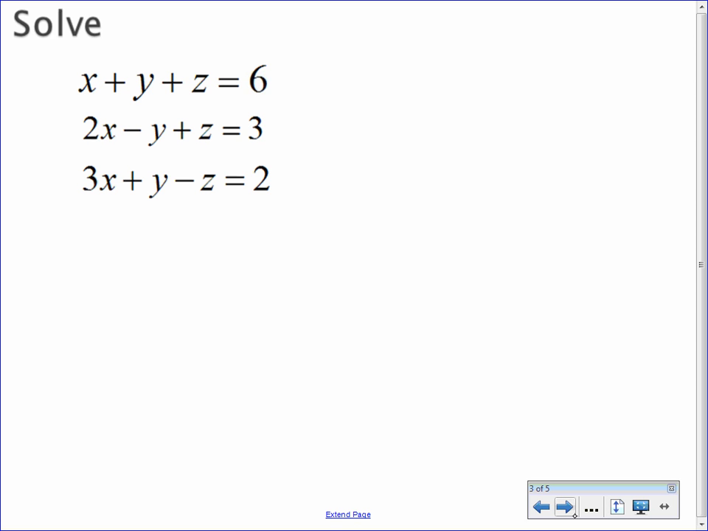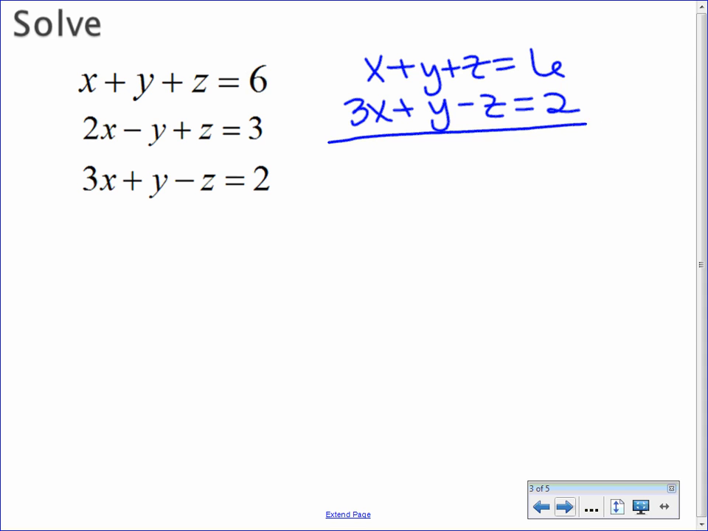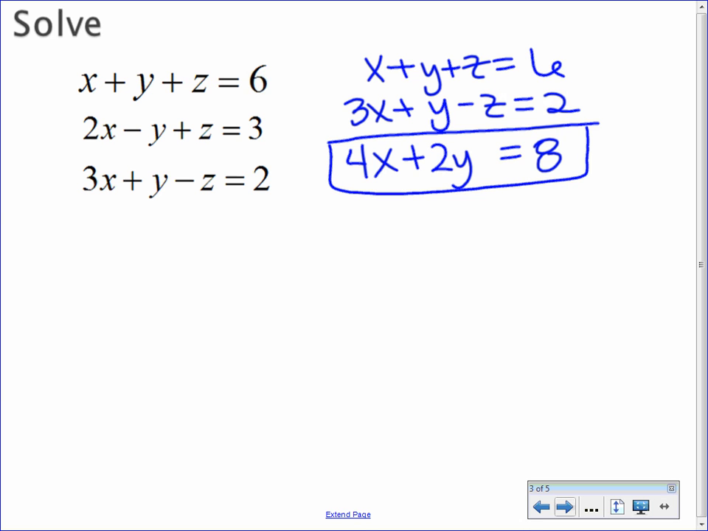You want to take the first and the third? Okay, so I'm going to take my first equation and my third equation, and when we add them together, we get 4x plus 2y. Our z's conveniently cancel, equals 8. I'm going to box it so I know I want to come back to that.